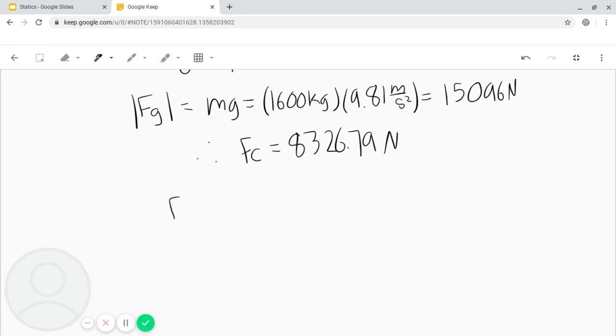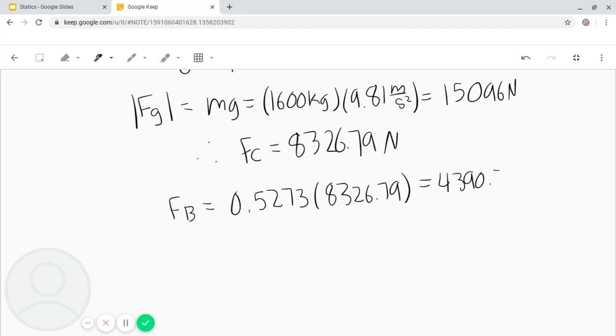So then Fb is equal to 0.5273 Fc, which is 0.5273 times 8326.79, which is equal to 4390.72 newtons. And Fa is equal to Fb, which is equal to that same value. Okay, so that is how you solve one of those questions.